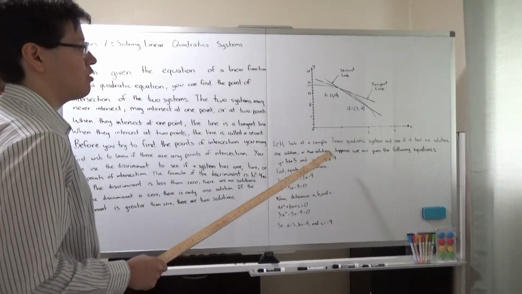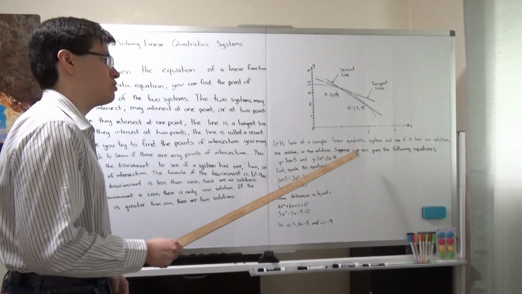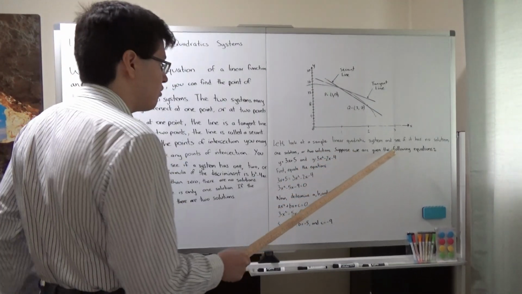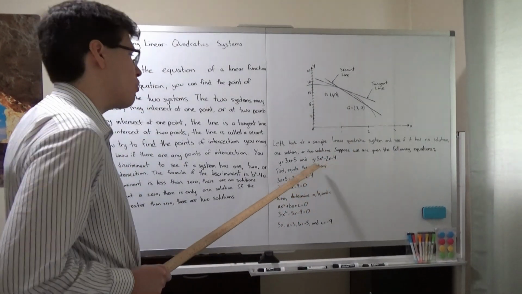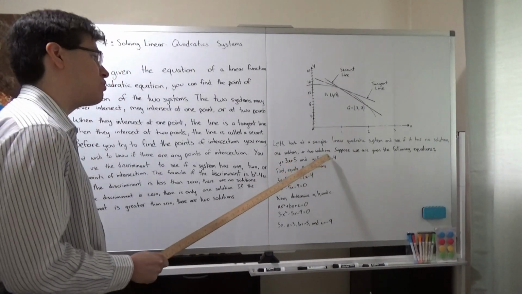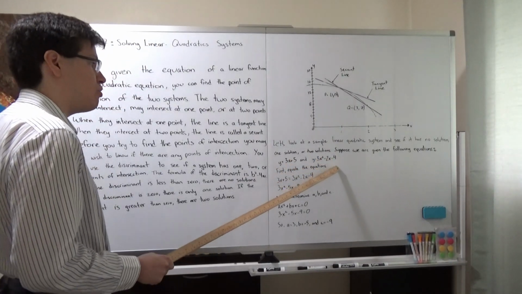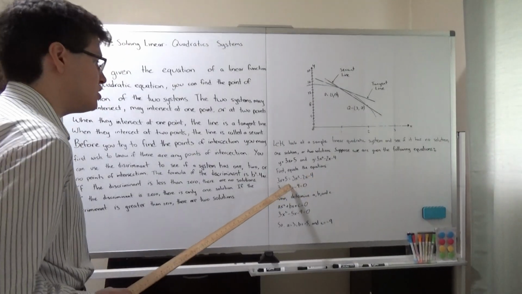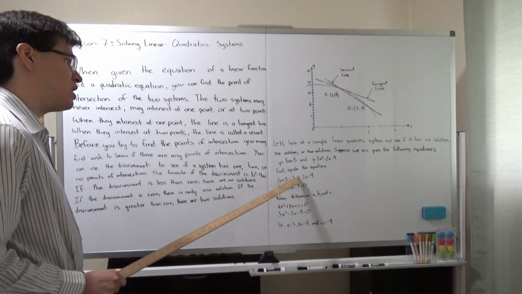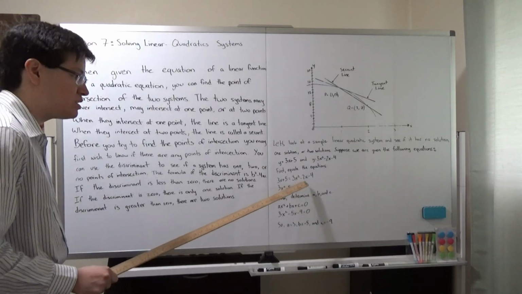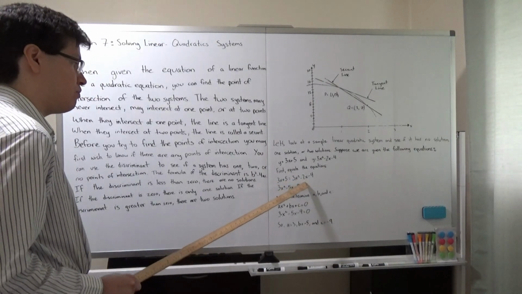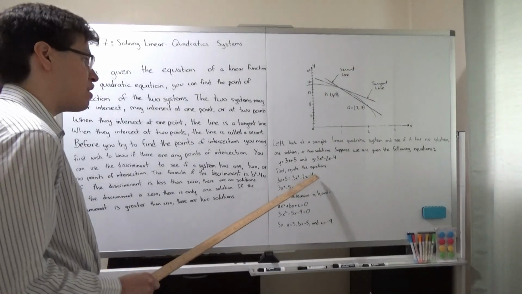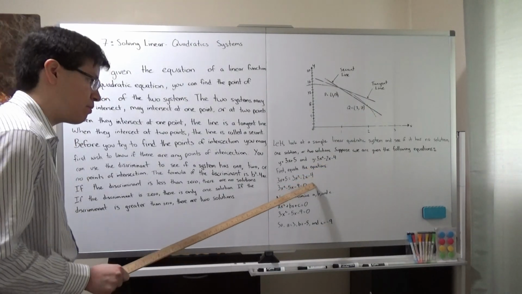Let's look at a sample linear quadratic system and see if it has no solutions, one solution, or two solutions. Suppose we are given the following equations: y equals 3x plus 5 and y equals 3x squared minus 2x minus 4. First, equate the equations. So set the equations equal to each other and move everything to one side. 3x plus 5 equals 3x squared minus 2x minus 4.